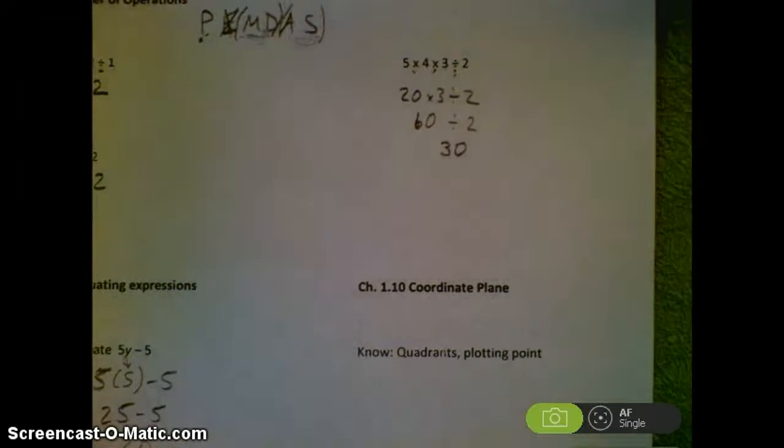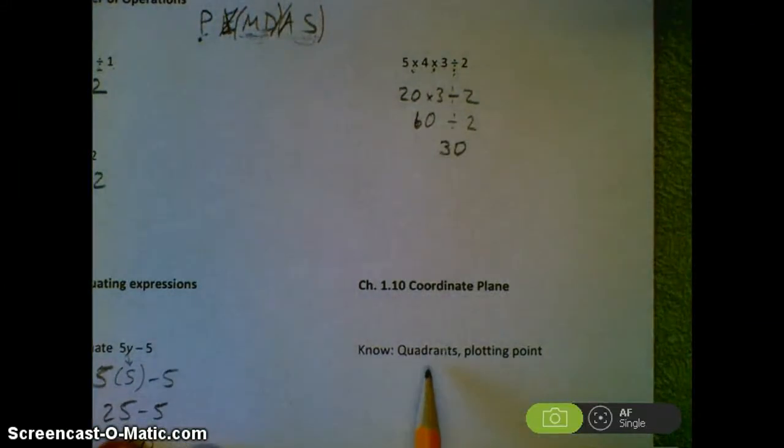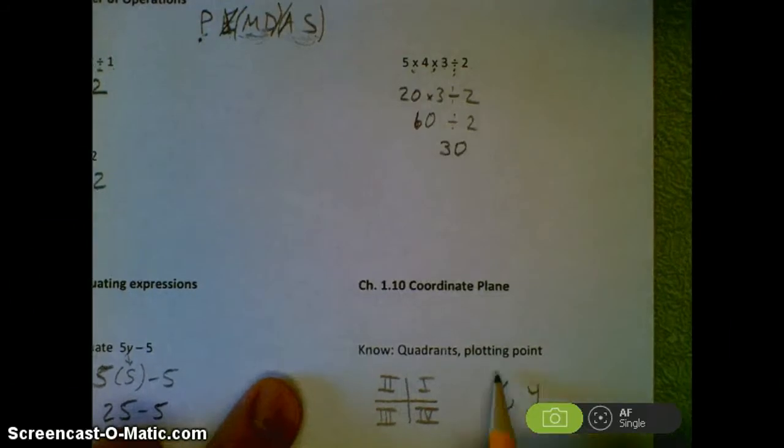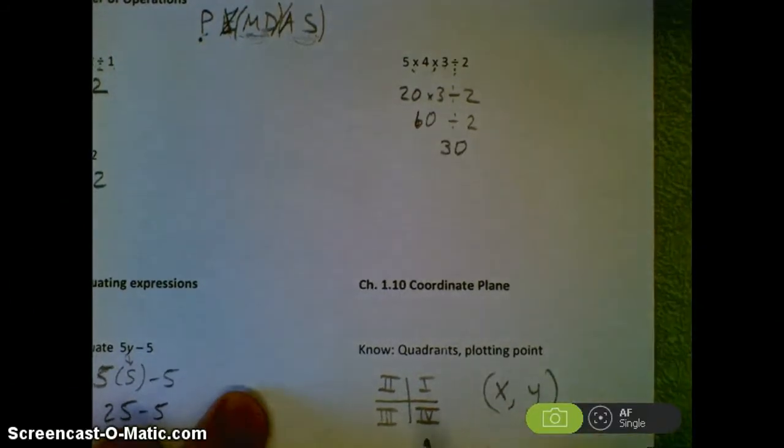Lastly, the coordinate plane. You need to know the quadrants. Remember that they go counterclockwise. 1, 2, 3, 4. And you need to be able to plot a point. Remember, it goes x, then y. So you'd count along the x-axis if it's positive or negative, and count along the y-axis if it's positive or negative.